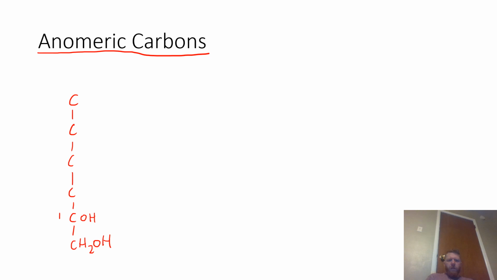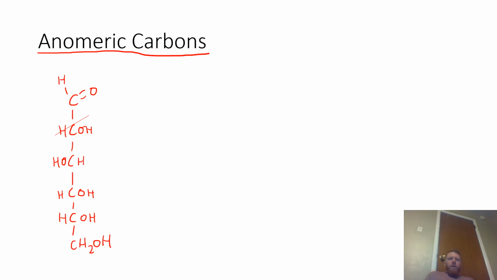So my penultimate carbon, carbon number 5, has a hydroxide group on the right-hand side. Carbon 4, it's on the right-hand side. Carbon 3, it's on the left-hand side. Carbon 2, it's on the right-hand side. And number 1 is my aldehyde, so it has but 1 hydrogen and 1 oxygen, so it is attached to 3 groups.